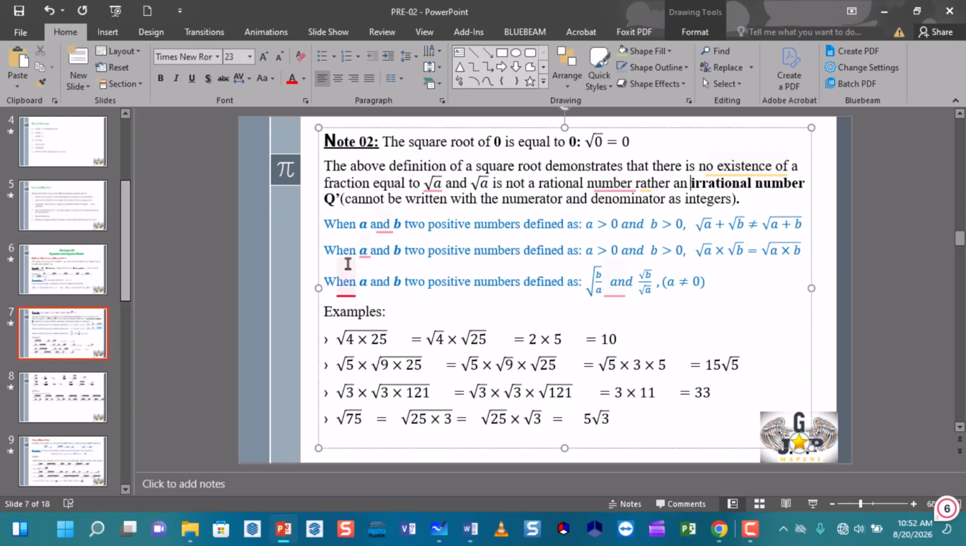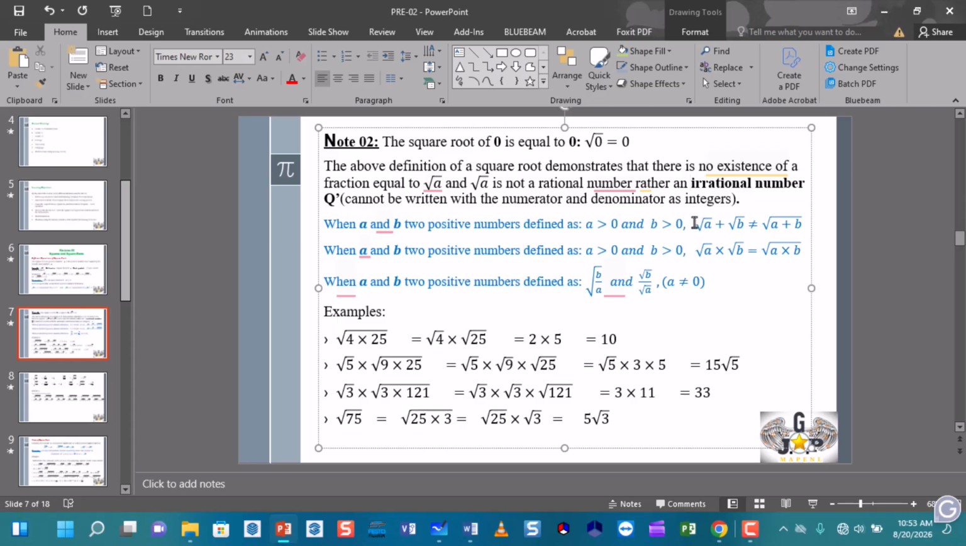And when you have a and b, two positive numbers defined as a greater than 0 and b greater than 0, and you have the expression square root of a times square root of b, it is the same as if you write the square root of a times b. It is exactly the same thing.